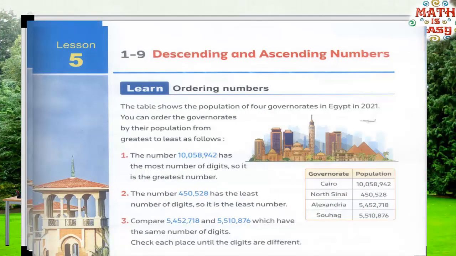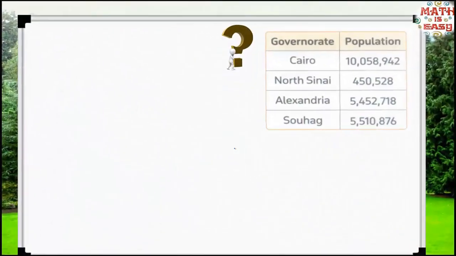Here in your book, we have this exercise or this example. This table shows the population of 4 governorates in Egypt in 2021. You can order the governorates by their population from the greatest to the least. You should start from the biggest number and end with the least number or smallest number. Here we will see how we can make a range or write numbers from greatest to least.